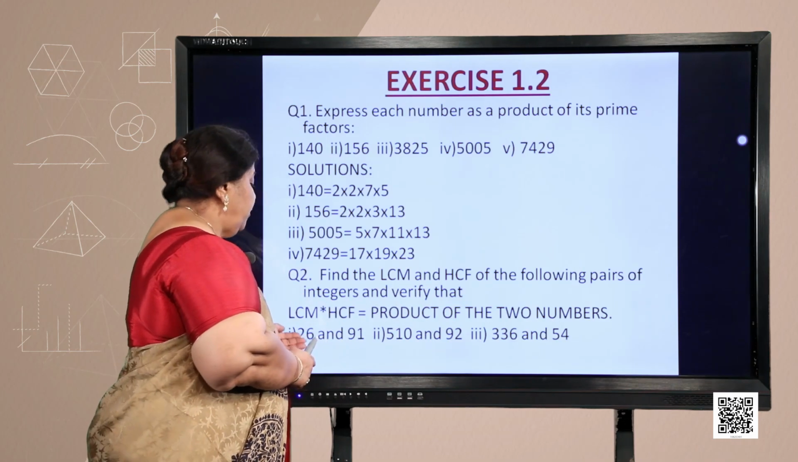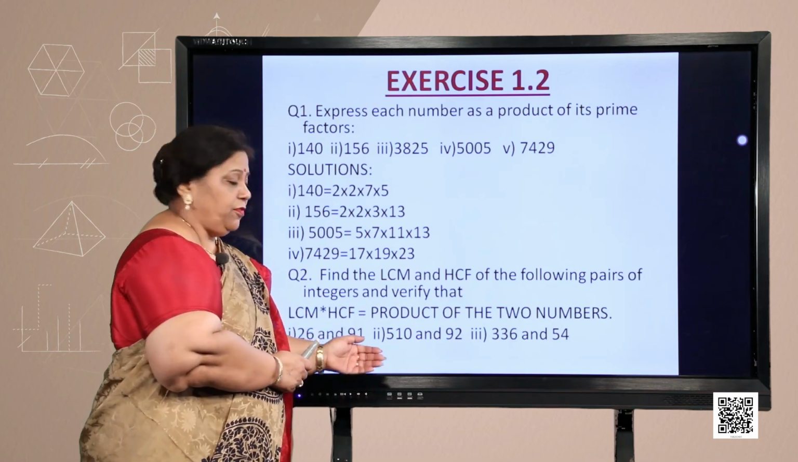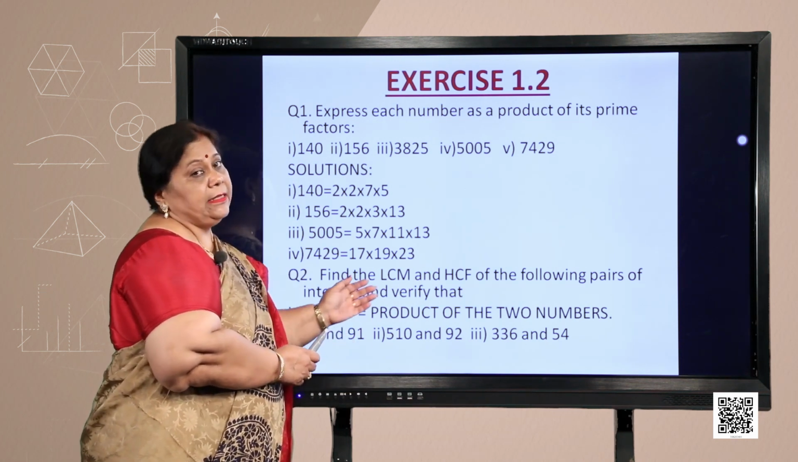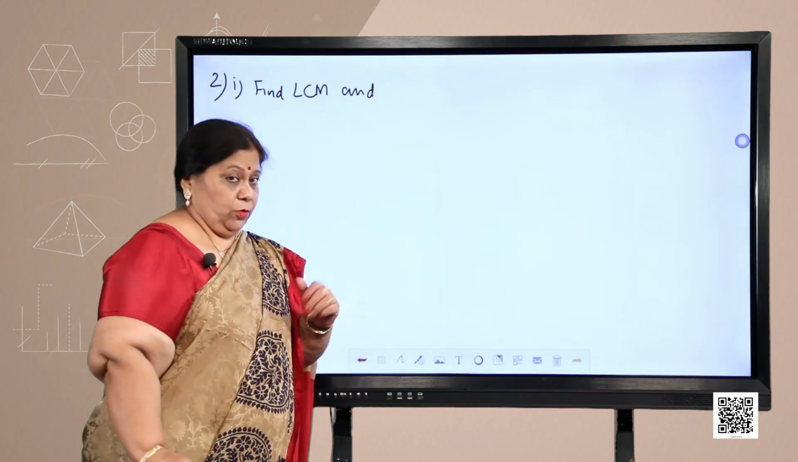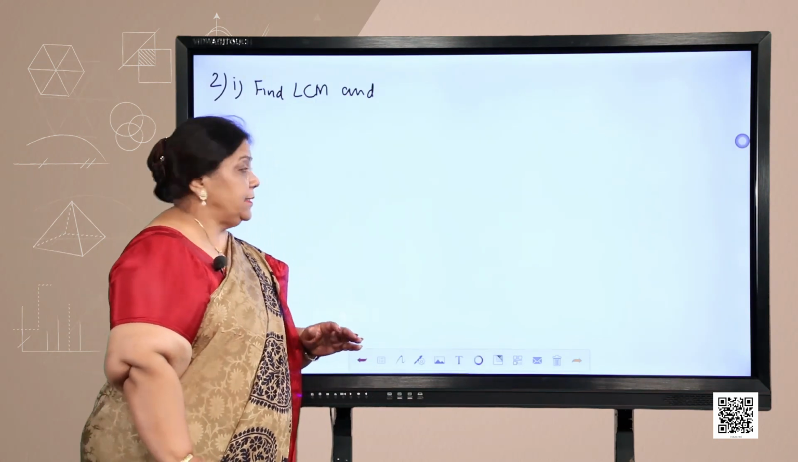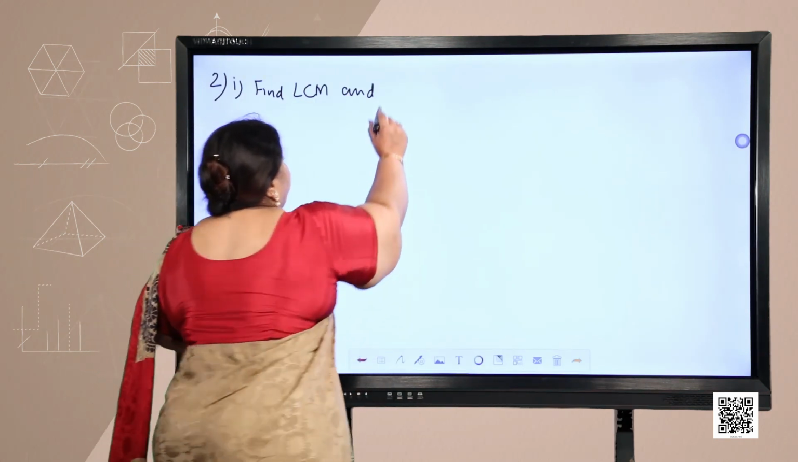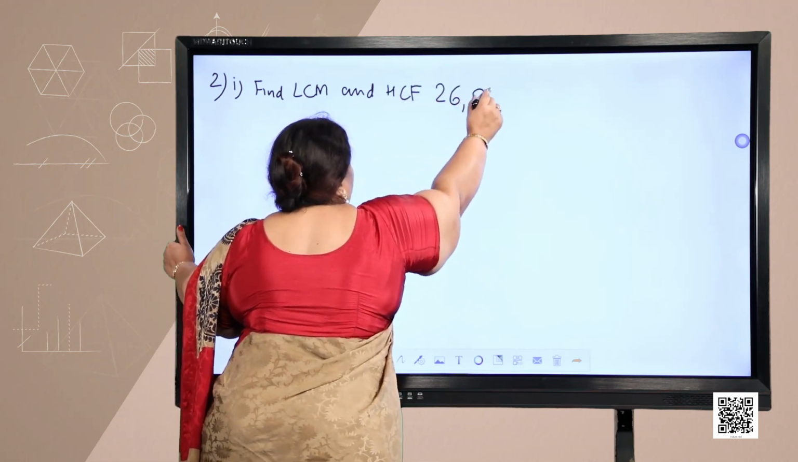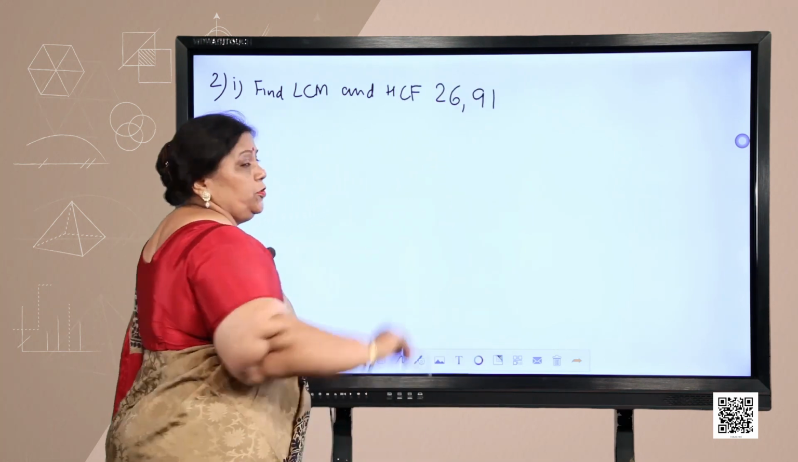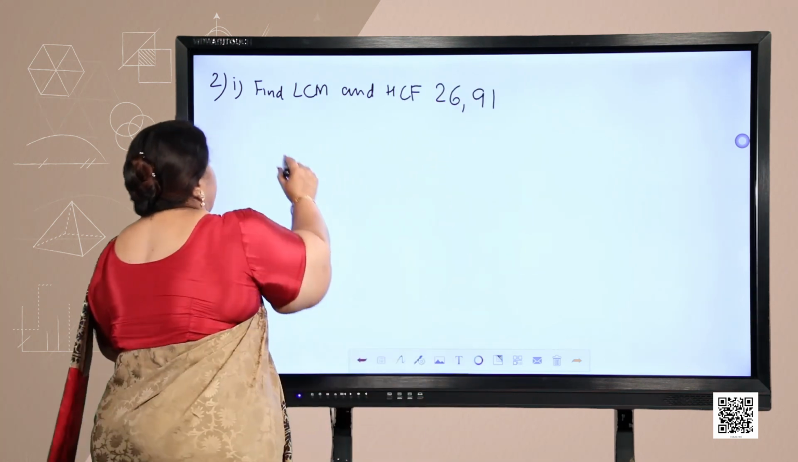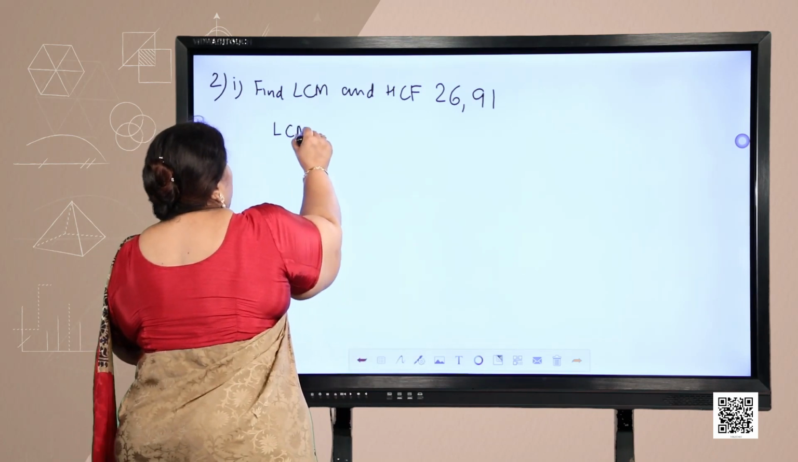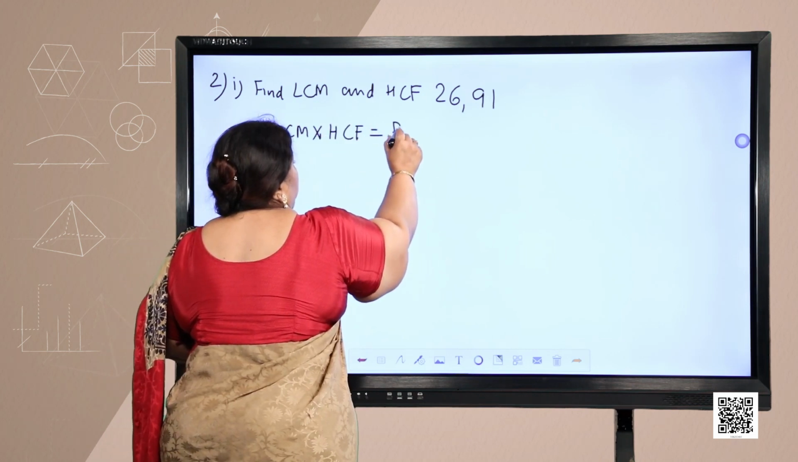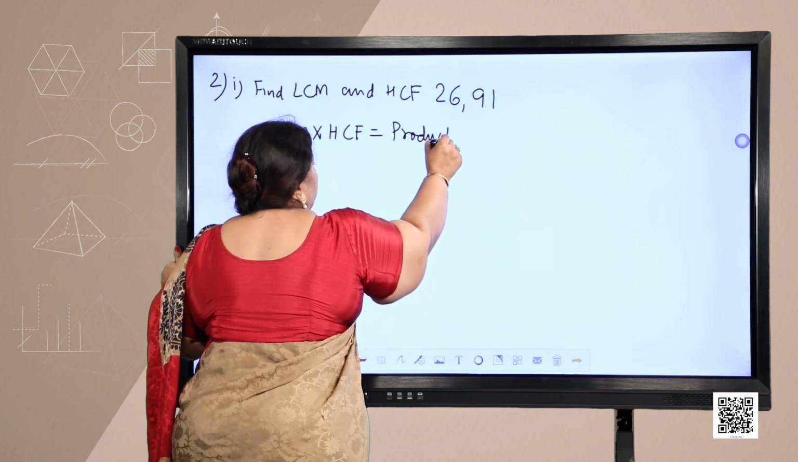Let us do this. We will be finding LCM and HCF of 26 and 91 and we will also verify this result. So, let us look into this question, second question, which says that find LCM and HCF of 26 and 91. We are also supposed to verify the important result which says LCM into HCF is equal to product of 2 numbers.